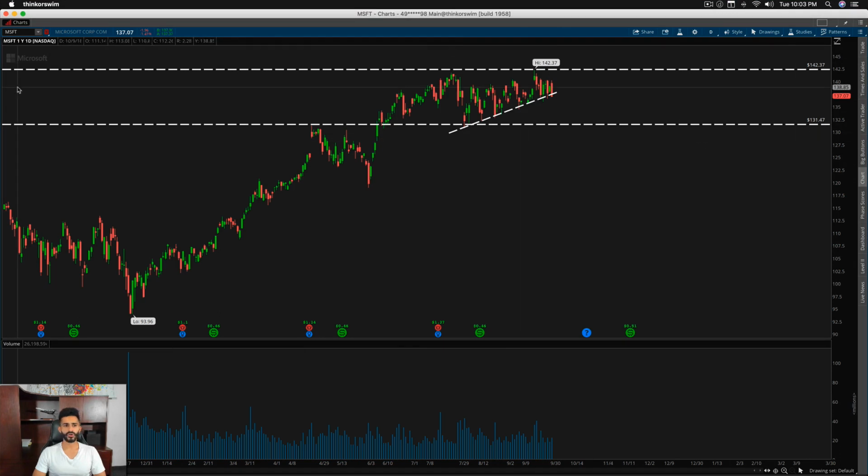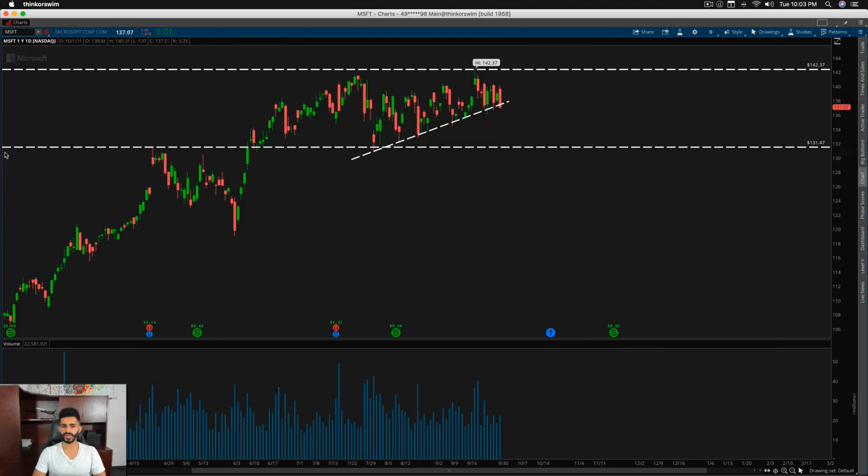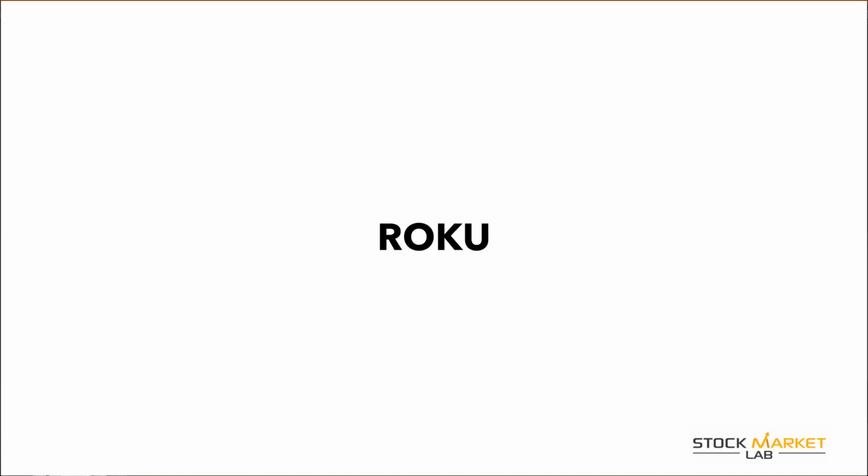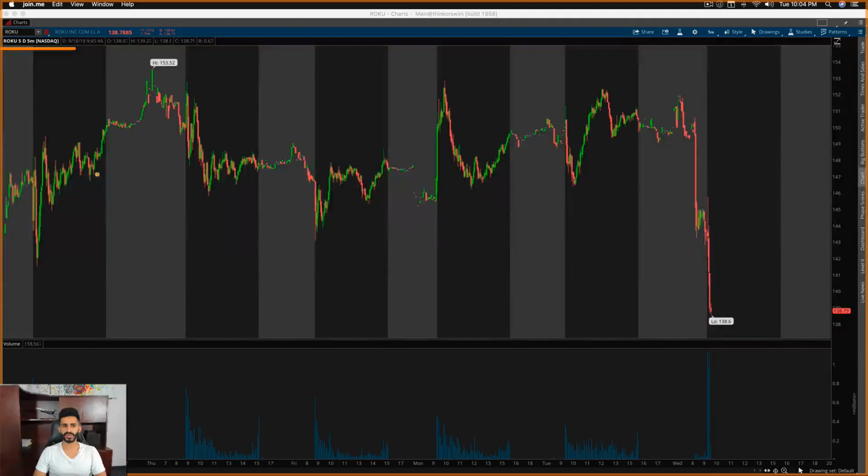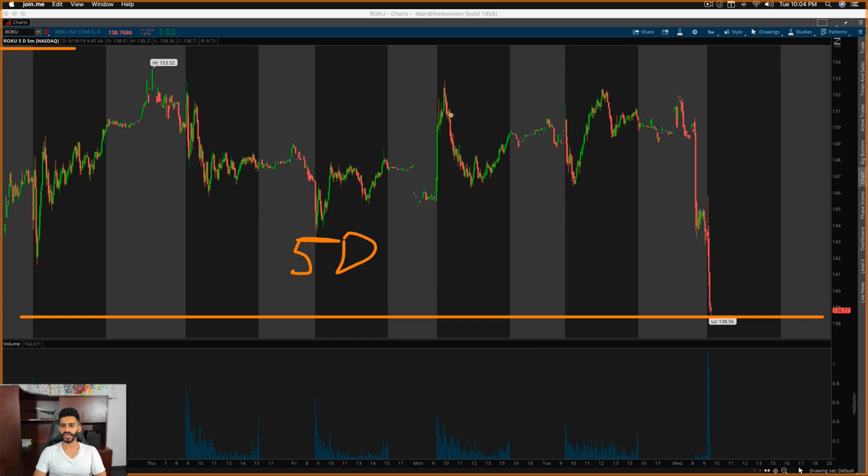Now let's go over two more examples actually. I'm going to break down two more examples and kind of take it from there. All right, so here's another example. Now here we're looking at stock Roku, 5-day, 5-minute chart. This is showcasing us information for 5 days. And each candle represents 5 minutes, okay?